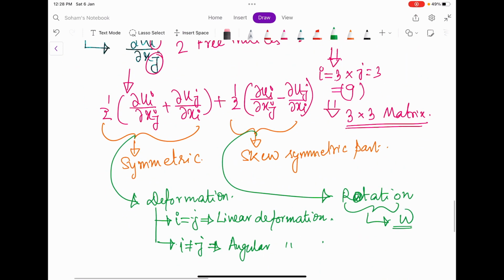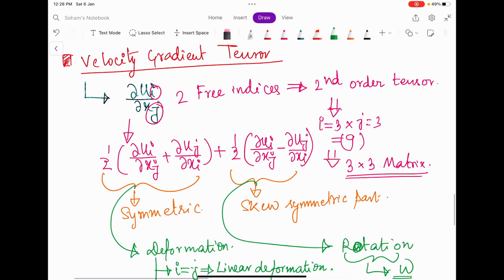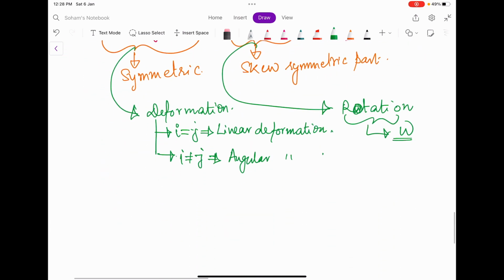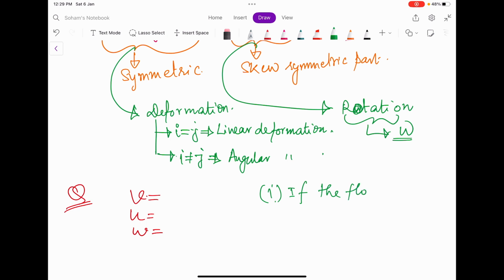Okay, so after this conception, if a situation can be given, if in any question I give you the v, the u and the w, then my first question will be whether the flow is rotational or not.